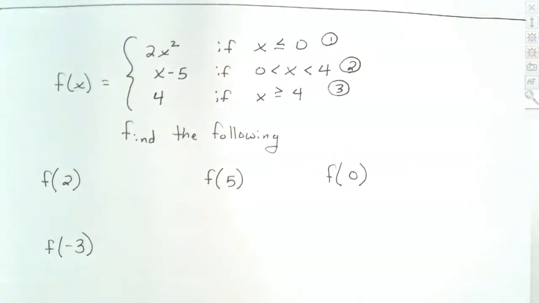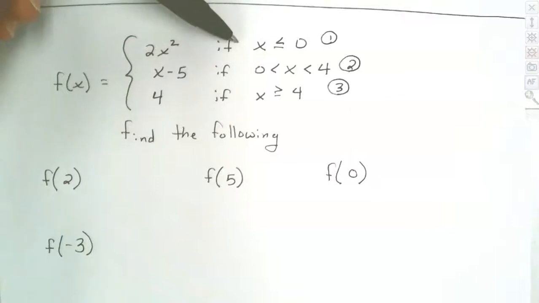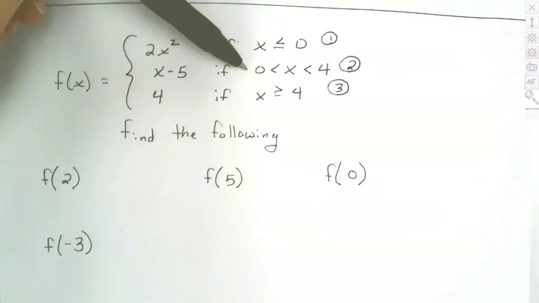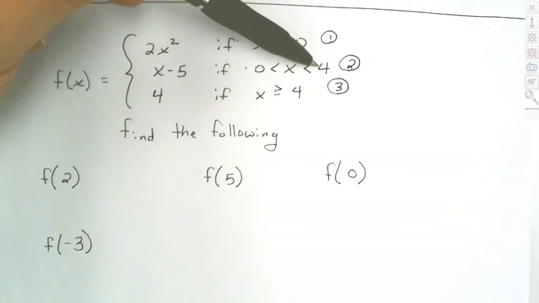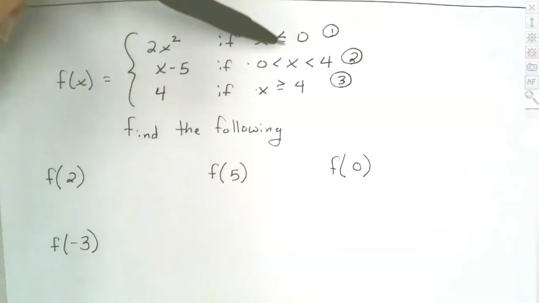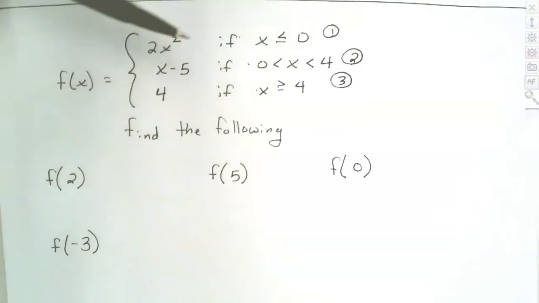Okay, so what do we know about each row? Let's talk about row 1 here. What are the conditions for row 1? The conditions for row 1 are numbers that are less than or equal to 0. Row 2 is for numbers greater than 0, yet less than 4. And the third row is for your values of x that are bigger than 4. So you need to figure out first which row these fall under.